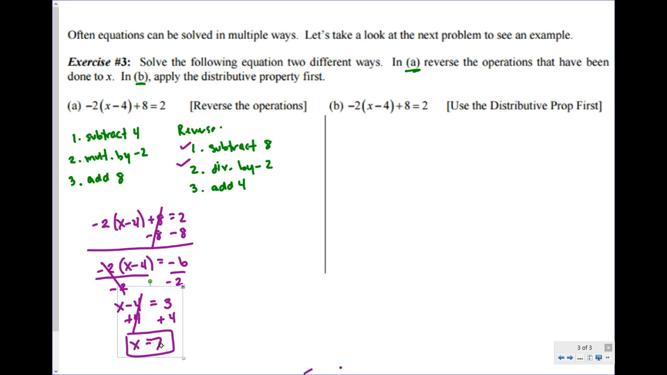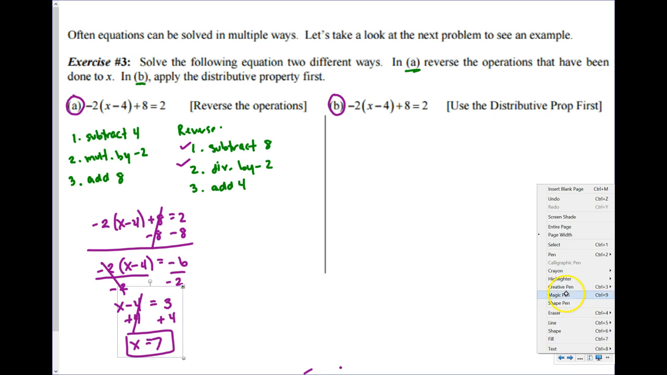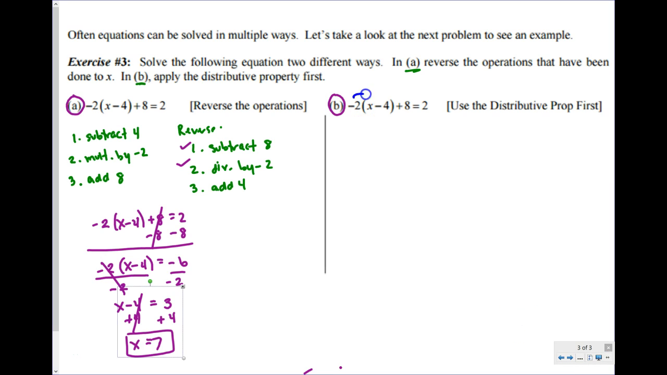Okay. But now, notice this letter B. Are these two equations the same? Is A the same as B? Yes, they're the exact same equation. But what happens if, when I look at this, I want to distribute first? I see this 2 and I think, let's get rid of that parentheses and let's distribute. So I get negative 2x, negative 2 times negative 4 is a positive 8, plus 8 equals 2.